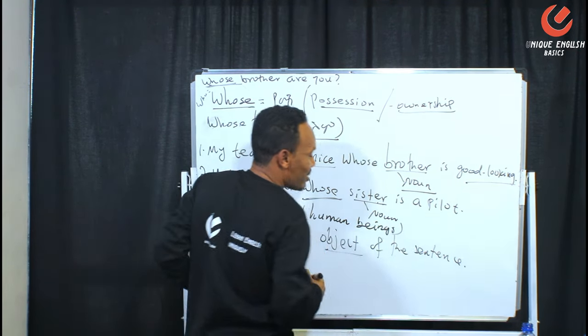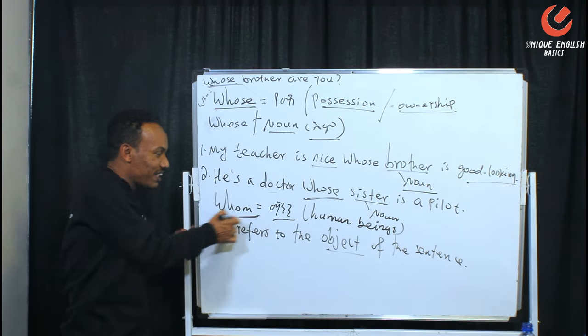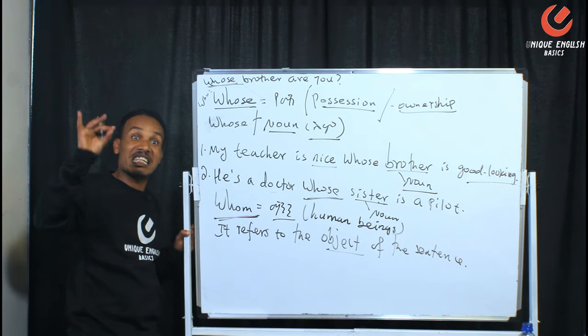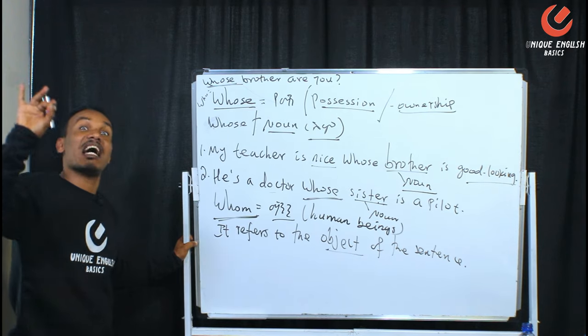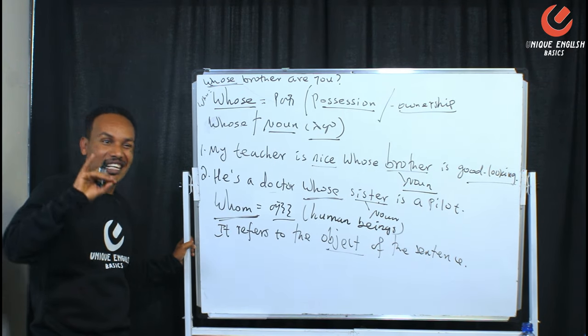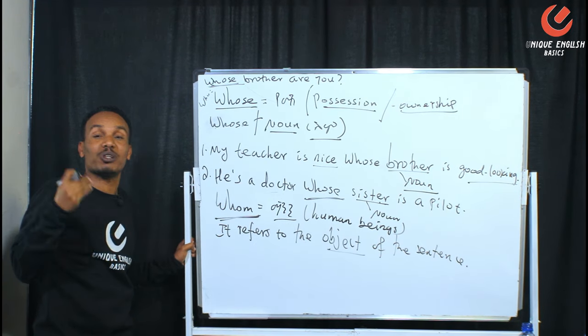But the difference between who and whom is that whom typically refers to the object of the sentence, the receiver of the action. Do you understand me? Whom refers to the object of the sentence.